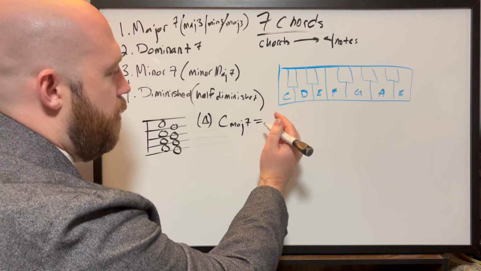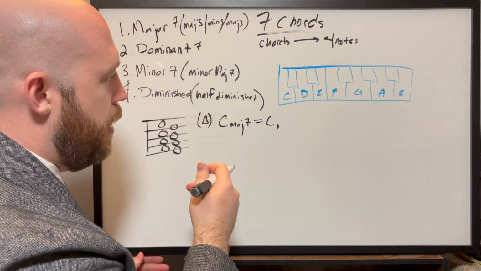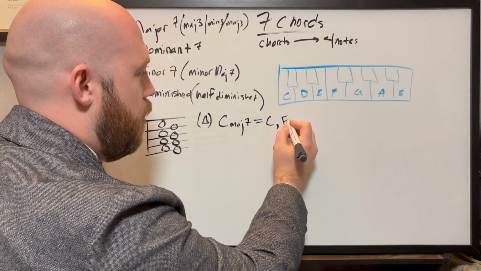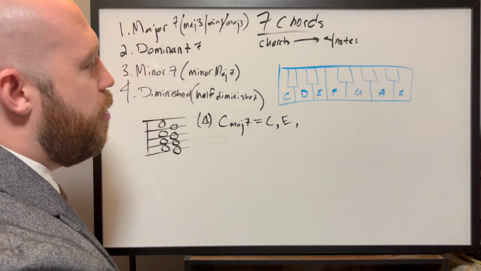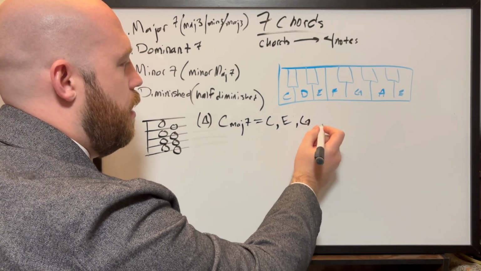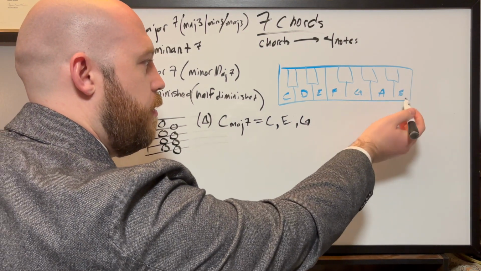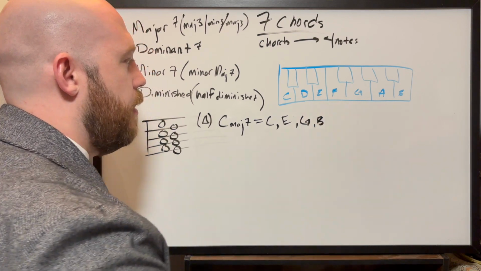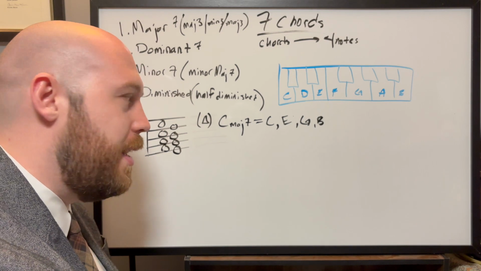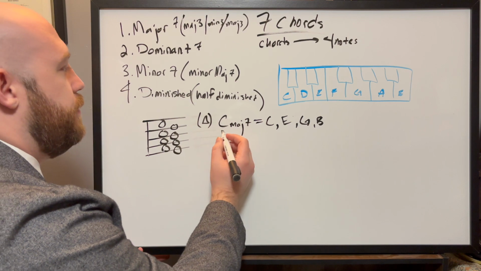So let's spell these out. We start on C, obviously. We'll go up a major 3rd, which we know is 4 half steps. 1, 2, 3, 4. We got our E. We go up a minor 3rd, which is 3 half steps. 1, 2, 3. We get our G. And finally, another major 3rd, which is 4 half steps. 1, 2, 3, 4. And we hit B. So all 4 of those notes played together, you're playing a C major 7. And that's what that is. Let's go on to the next one.